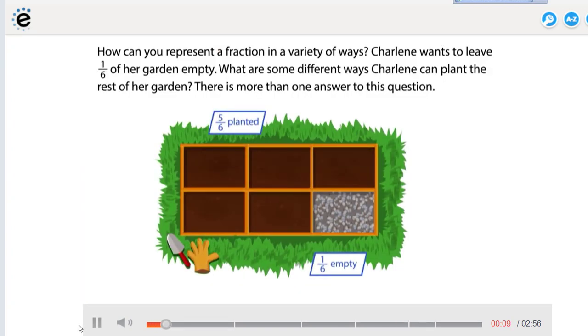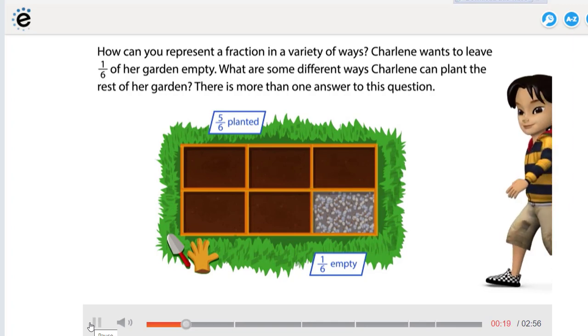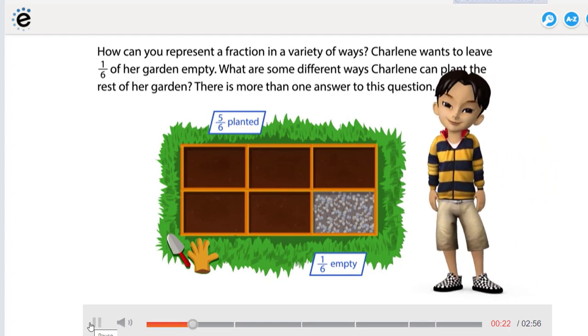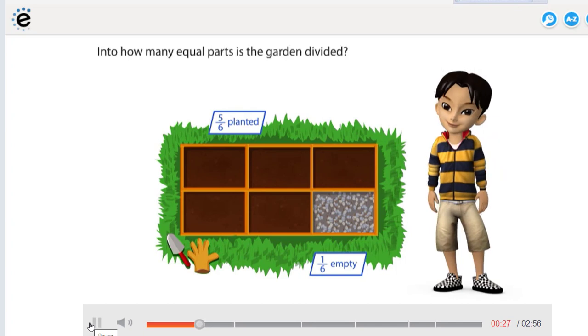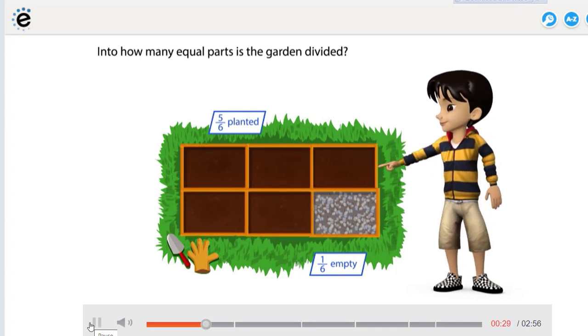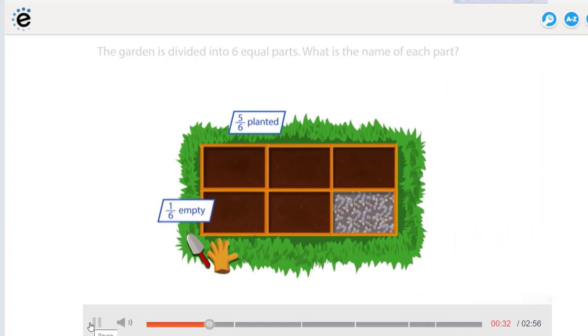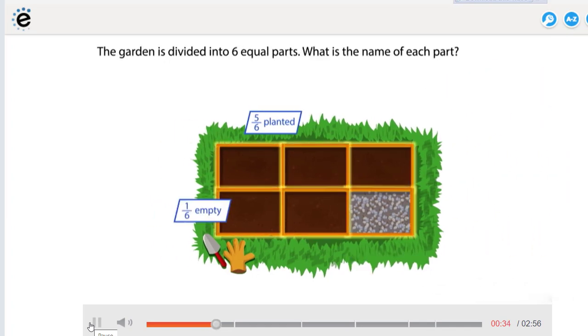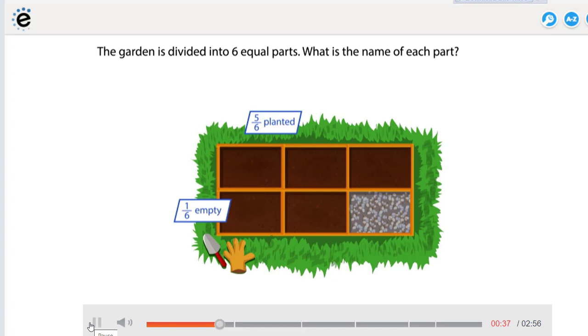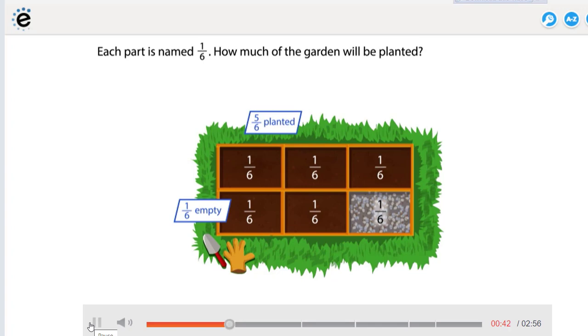How can you represent a fraction in a variety of ways? Charlene wants to leave 1/6 of her garden empty. What are some different ways Charlene can plant the rest of her garden? There's more than one answer to this question. Into how many equal parts is the garden divided? The garden is divided into 6 equal parts. What is the name of each part? Each part is named 1/6. How much of the garden will be planted?